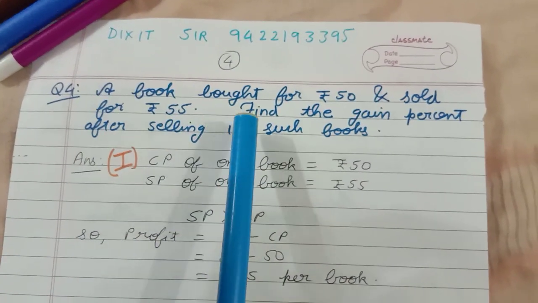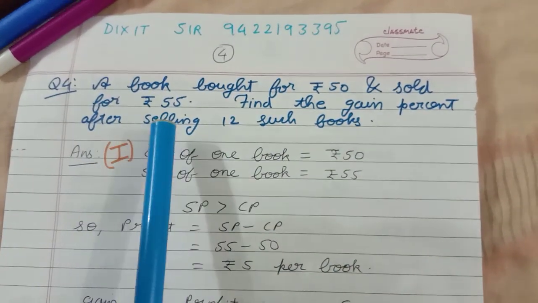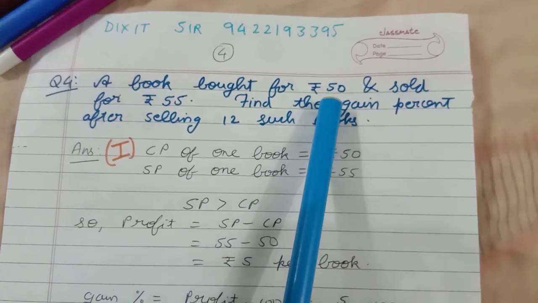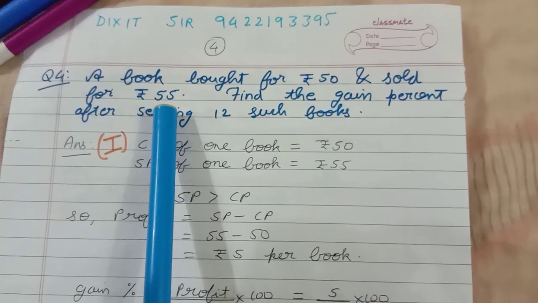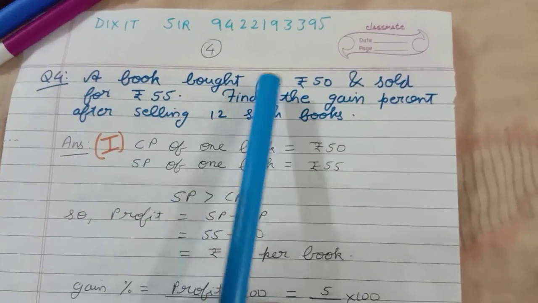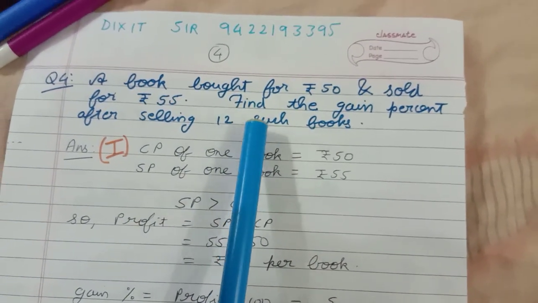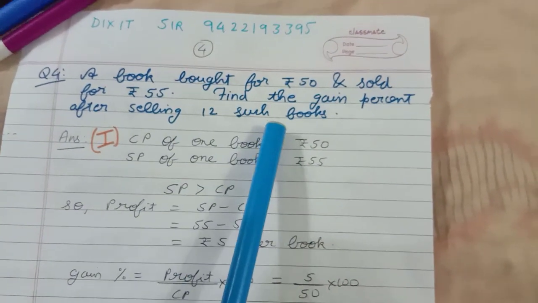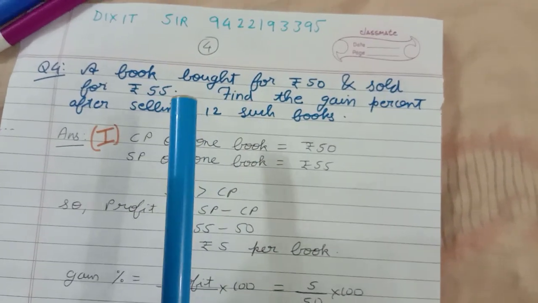Question number 4. A book was bought for rupees 50 and sold for rupees 55. See, very simple. A book was bought for 50, sold for 55. Every one of you can guess that this is cost price, this is selling price, and he is in profit. But the problem lies here. Find the gain percent after selling 12 such books. It is not that he is selling only one book, he is selling 12 such books.